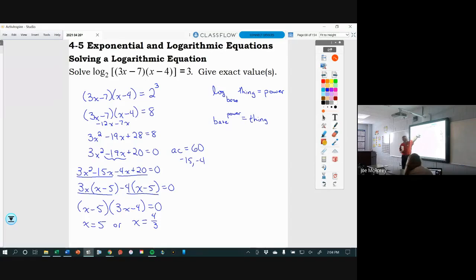Plug in 4 thirds. 4 thirds times 3 is 4. 4 minus 7 is negative 3. 4 thirds times negative 4 is negative 8 thirds. Negative 8 thirds times negative 3 is positive 8. 2 to the third power is 8. They both check. So the solution, whatever it is.